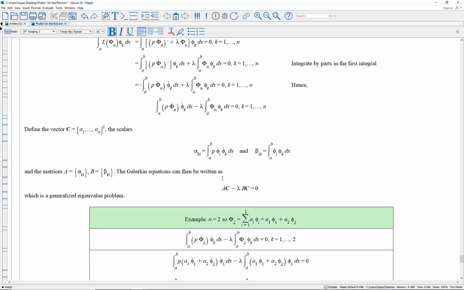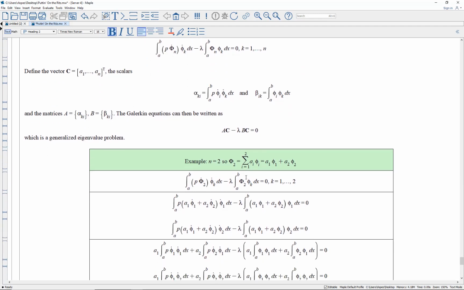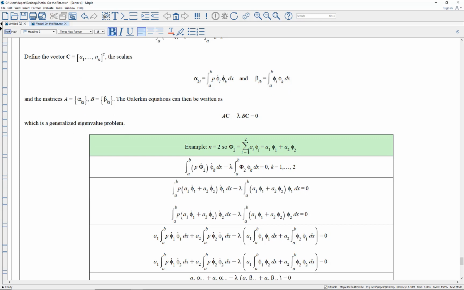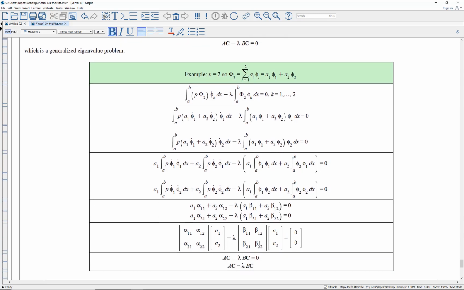What you can then write from this equation is AC minus lambda BC equals 0, which is a generalized eigenvalue problem. In Kantorovich and Krylov, they now launch into a discussion of how to solve this generalized eigenvalue problem. Well, people can solve the generalized eigenvalue problem. But if you want to see this stuff in some detail, to see that these numbers are what we say, I've worked out an example here where n equals 2, so you can see what all of these terms look like, that these alphas and beta terms do indeed lead to this generalized eigenvalue problem.